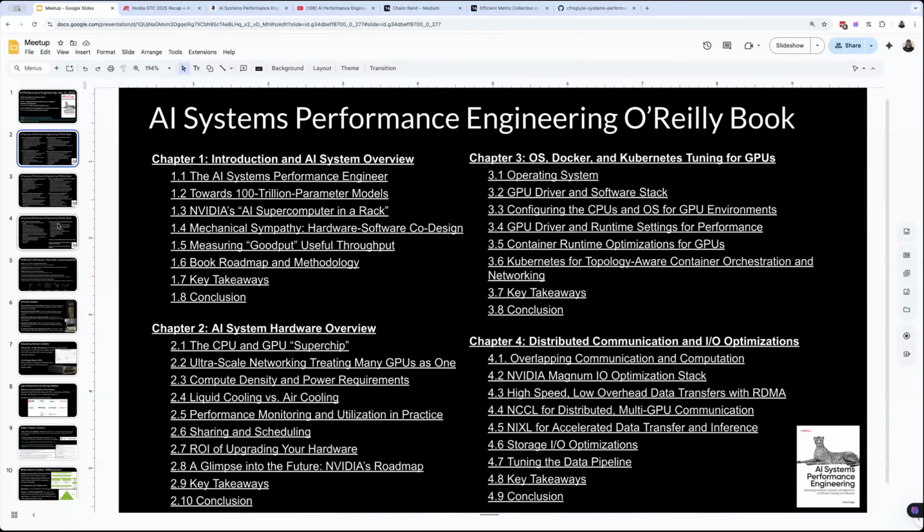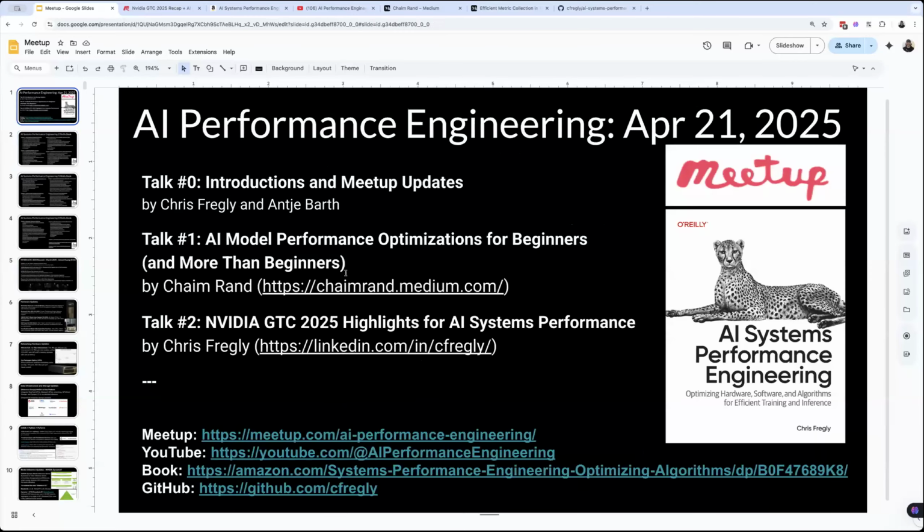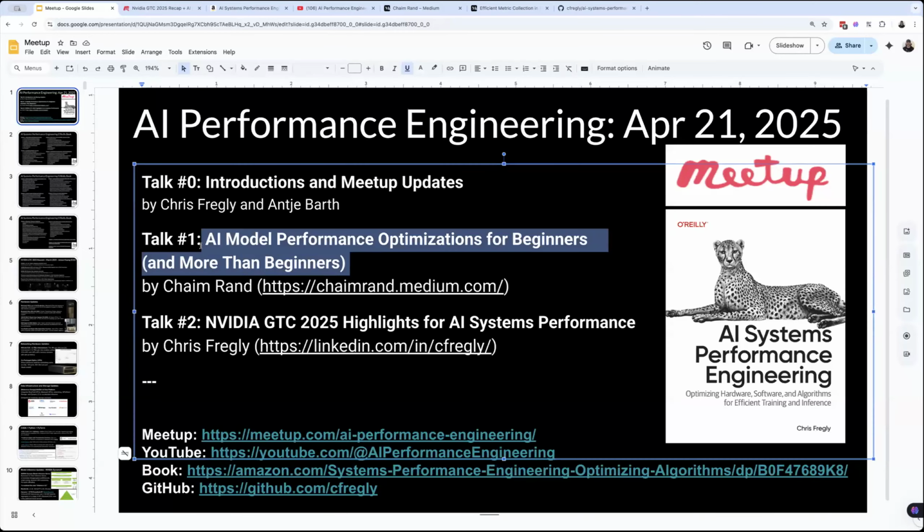Okay, and then Chaim, let's turn it over to you. You're going to be talking about AI model performance optimizations for beginners. So go ahead. Okay, thank you.